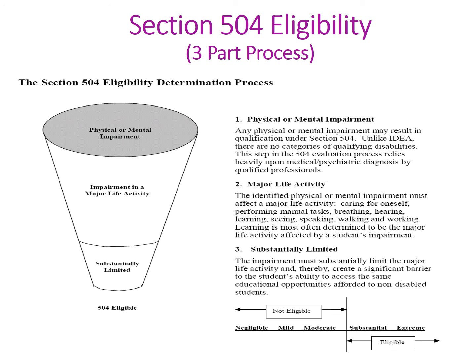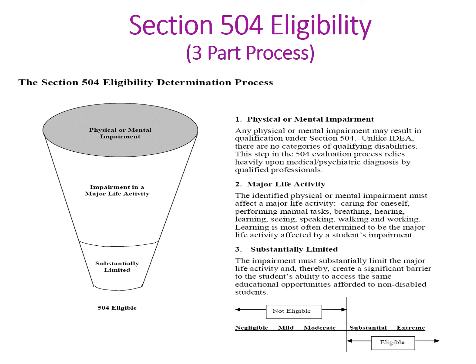So eligibility is a three-part process for the team to decide, and I'm going to reiterate that it's a team decision. Step one is to determine if a student has a physical or mental impairment. If the answer is no, then the process stops there. If the answer is yes, then the team needs to decide if a major life activity is impacted. If there aren't any, then the process stops there.